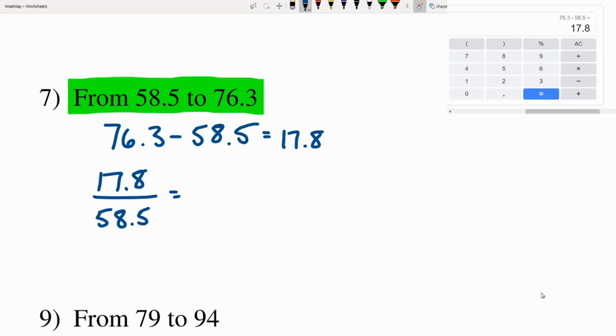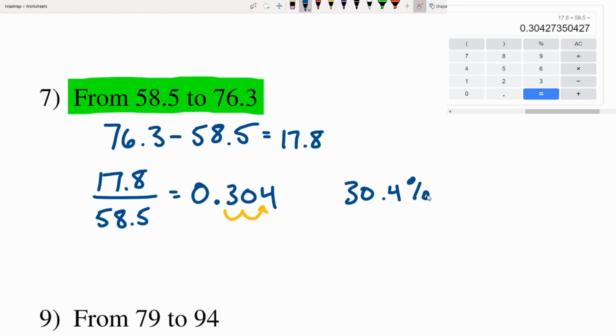So 17.8 is the change, and we'll put that over the original. So dividing 17.8 by 58.5 will give us, rounding to that nearest thousandth for the decimal, 0.304, or 304 thousandths. Moving that decimal place over twice to change that to a percent will be 30.4%, and this was an increase.